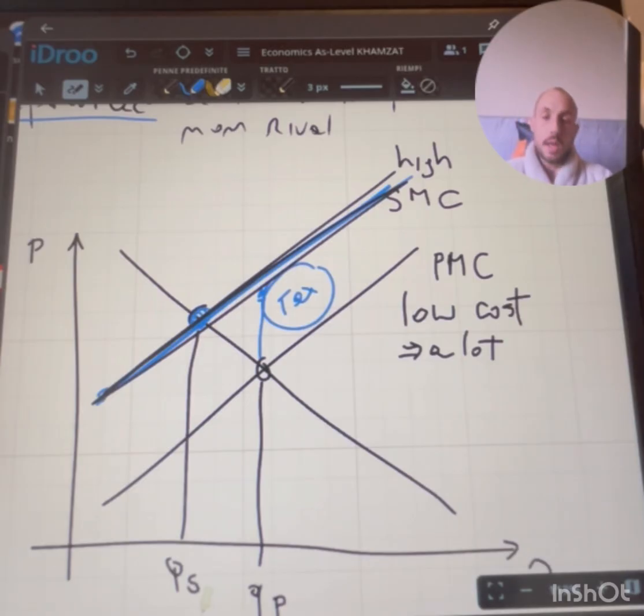Good. A very similar argument can be put forward for subsidies. If the social marginal benefit is greater than the private marginal benefit, we need a subsidy to shift supply down.